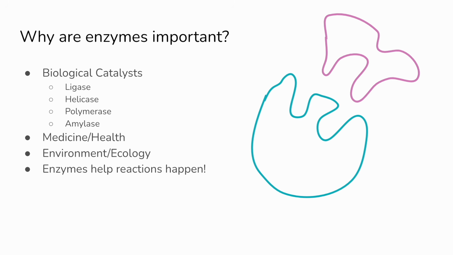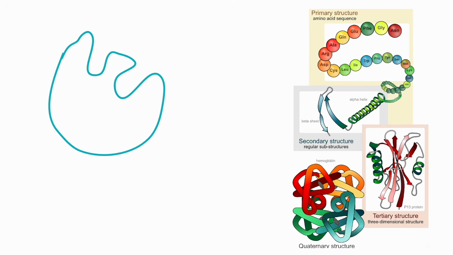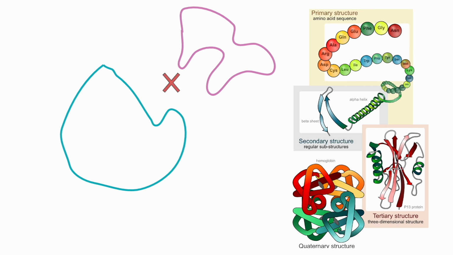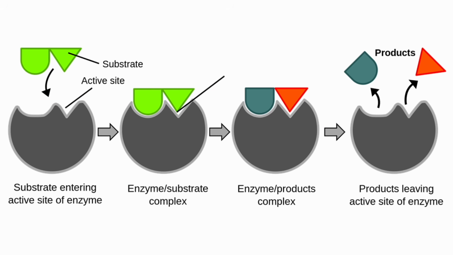Some things that can affect enzymes are temperature or pH. If enzymes get too hot, they can denature or unfold, and then they'd be unable to act with their substrate because they no longer have the shape of the active site, which is where a protein or an enzyme usually interacts with the substrate, the molecule that it's going to do something to or interact with.